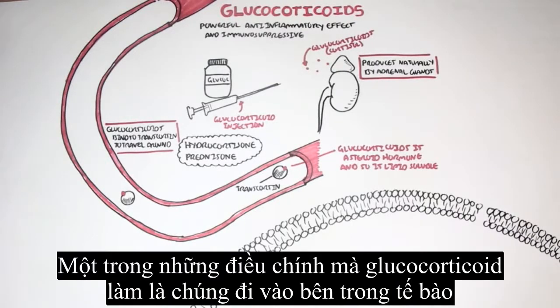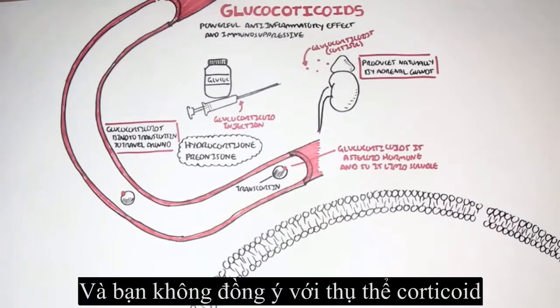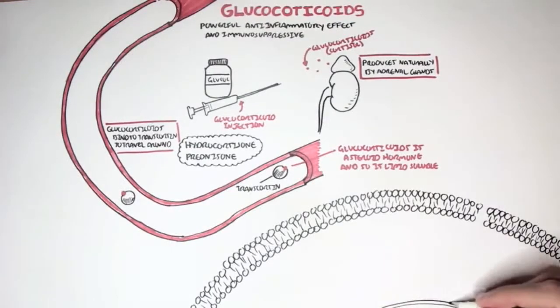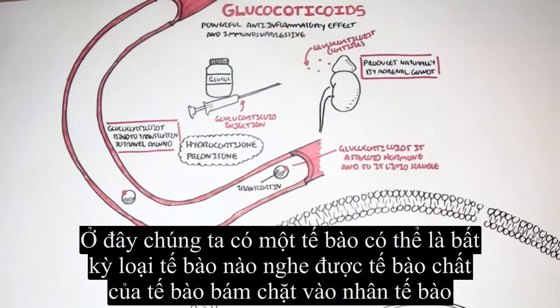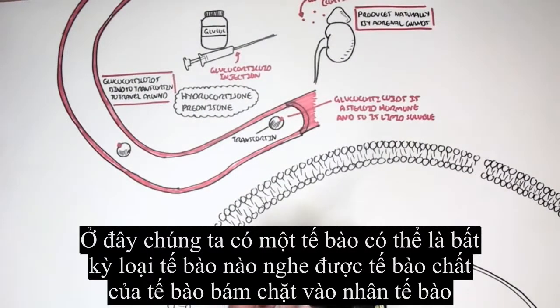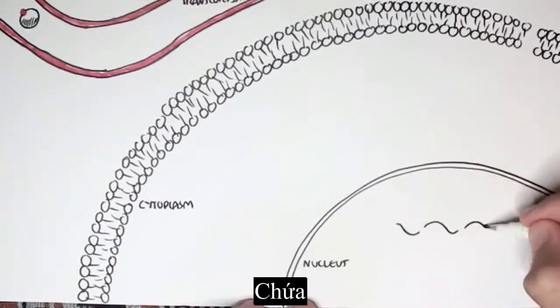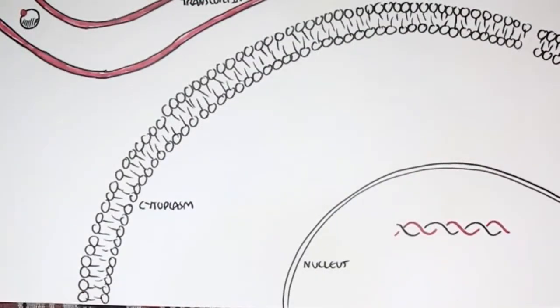One of the main things glucocorticoids do is that they go inside a cell and bind onto a glucocorticoid receptor and upregulate and downregulate certain genes. So here we have a cell. It can be any type of cell. Here we have the cytoplasm of the cell, and here we have the nucleus of the cell containing the genes.